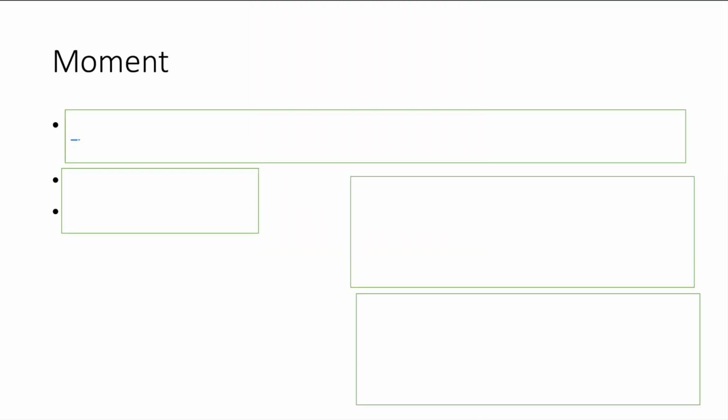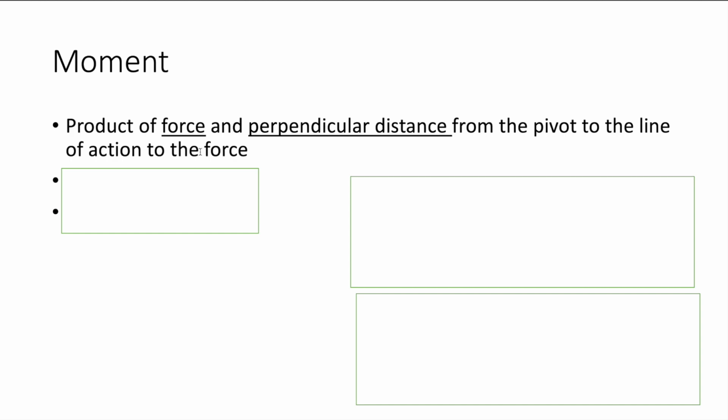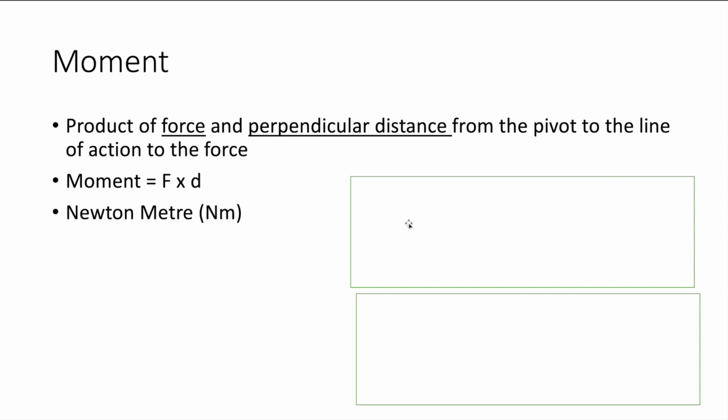So firstly, we're going to look at this little vocabulary called a moment. And moment is not the small value of time that we are talking about here. It is the product of the force and the perpendicular distance from the pivot to the line of action of the force. So that sounds very complicated. So let's see what it is all about.